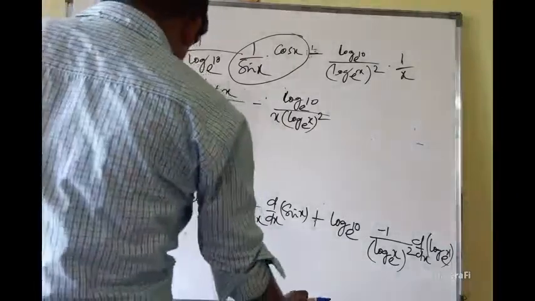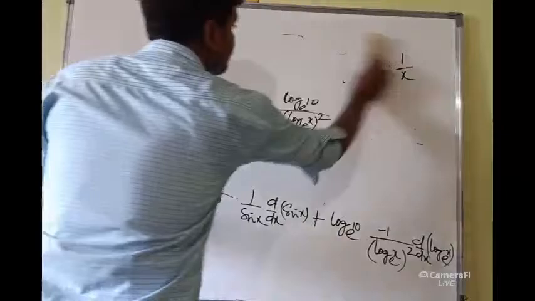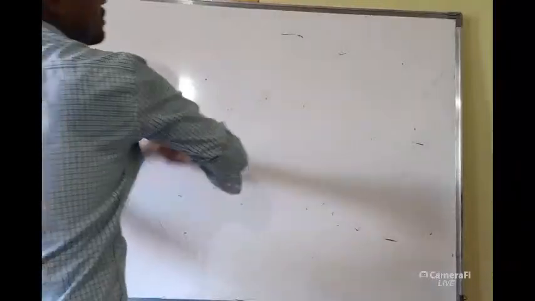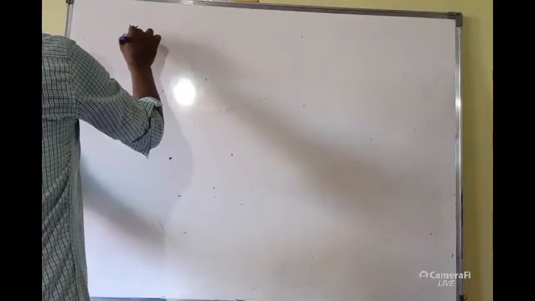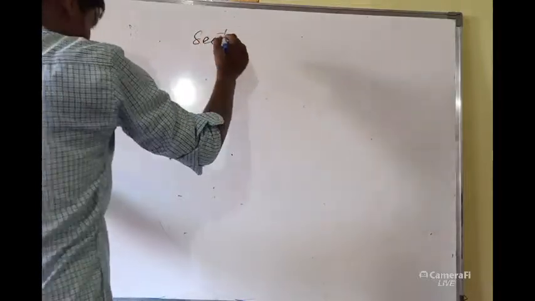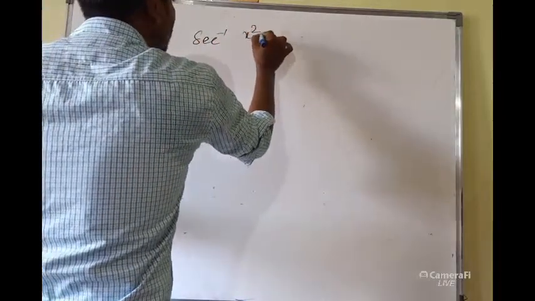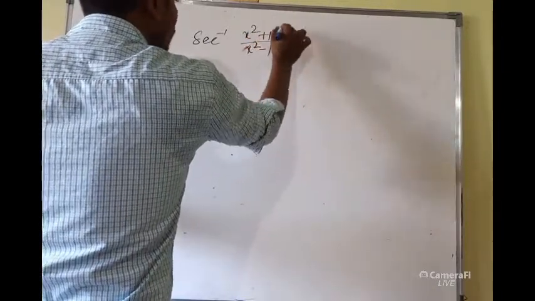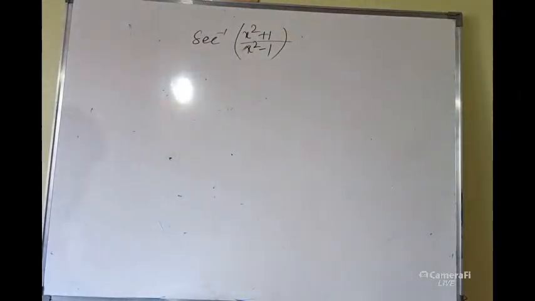Now, question number. The question is sec inverse of x square plus 1 divided by x square minus 1. Okay, the question is sec inverse of x square plus 1 divided by x square minus 1. Okay.